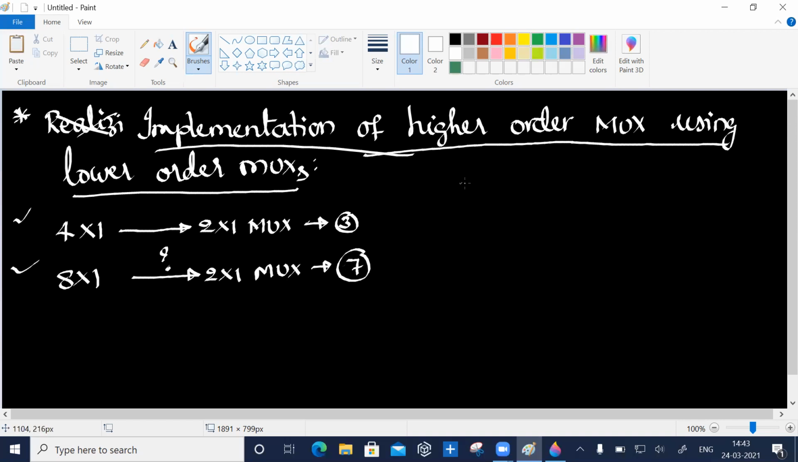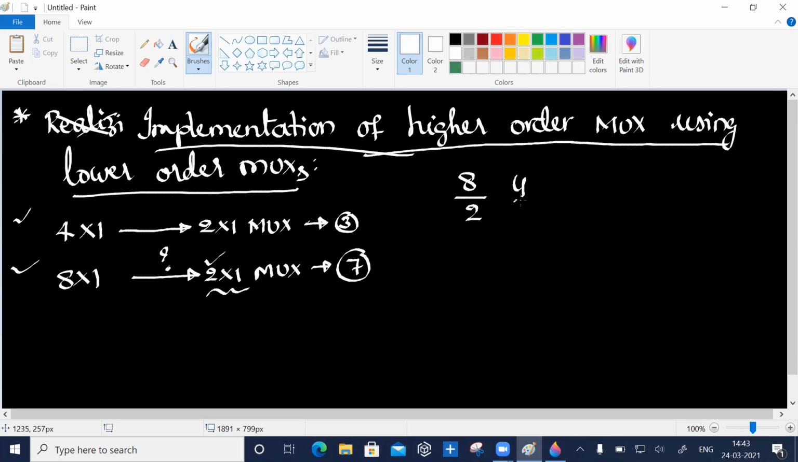How? So I take 8, okay? Realize 8 by 1 mux using 2 by 1 muxes. So you choose this 2. So you take divisor as 2. So what do I get? I get 4, okay?